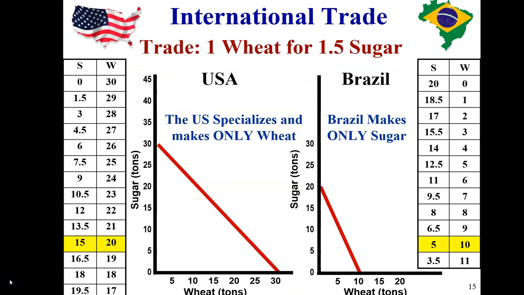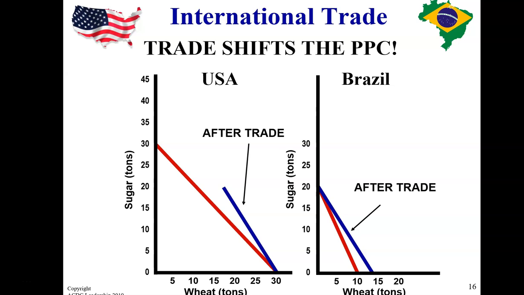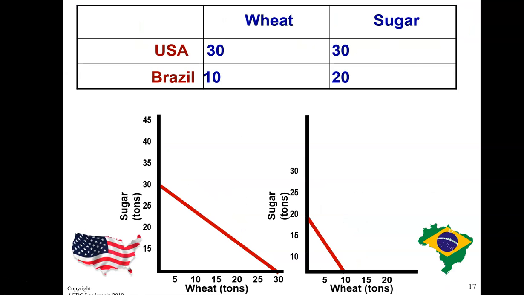Here are a couple of production possibility graphs for the U.S. and for Brazil. And if the U.S. specializes in this graph and decides to make only wheat, Brazil makes only sugar, they could exchange and trade in order to increase their consumption of items in both countries. So after trade, the PPC is actually going to shift.